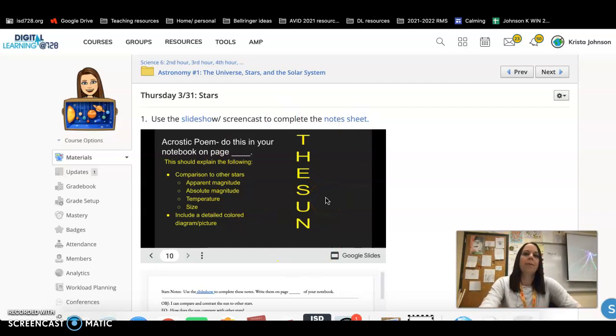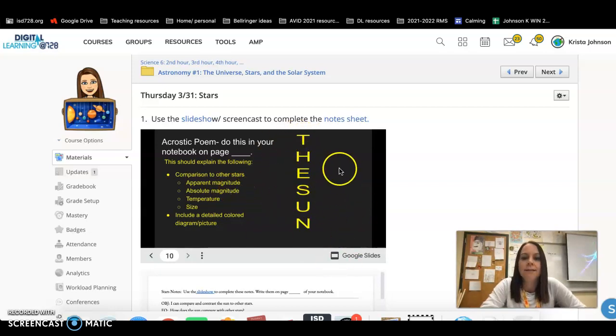Okay, then you're going to make a poem where you write words that come out of each of those letters that have to do with the sun itself. And what you're trying to do is compare it to other stars. So what's its apparent magnitude, its absolute magnitude, its temperature, its size, etc. Okay, so any facts about the sun.